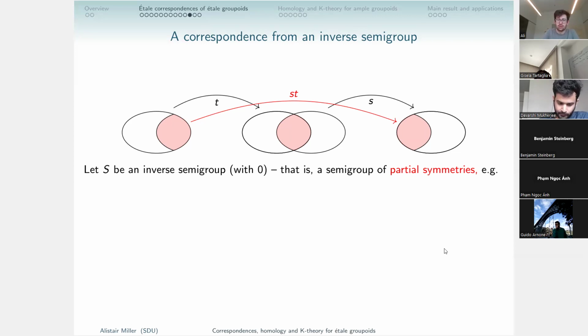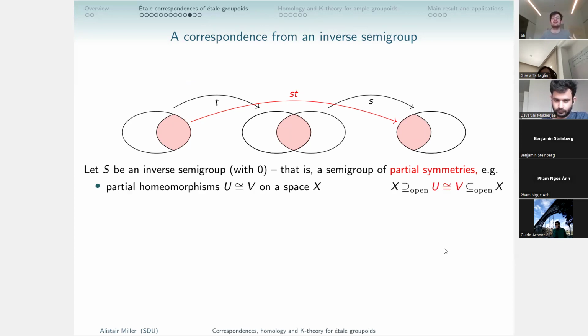So, yeah, I'll just talk a little bit about inverse semigroups first. For me, inverse semigroups always have zero, and you always respect the zero. It's mostly just a matter of convention, but that's the way I do it. And what it is, as I said, it's a semigroup of partial symmetries.